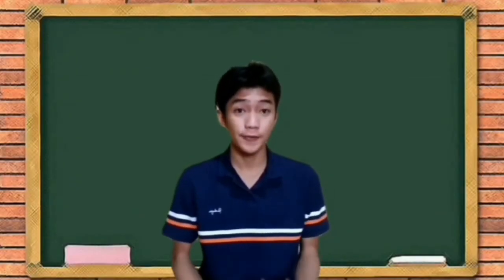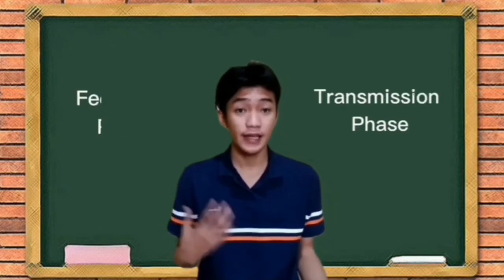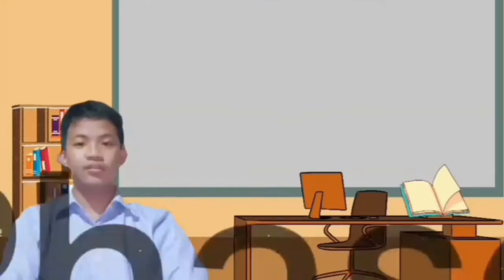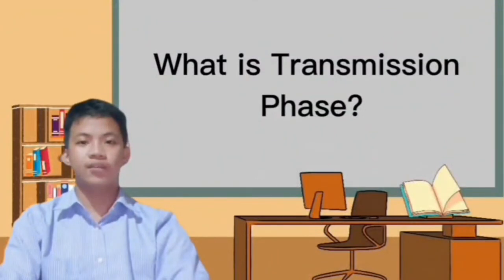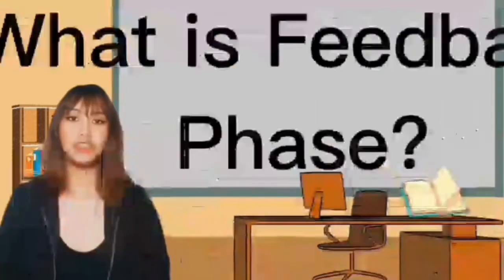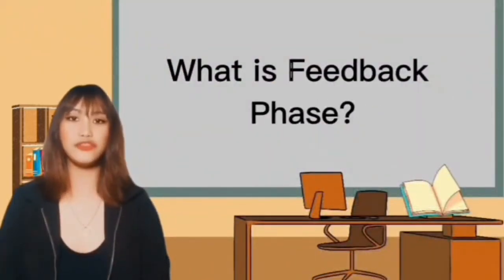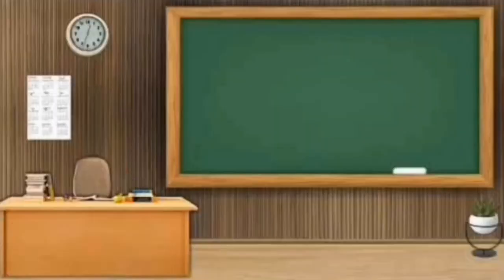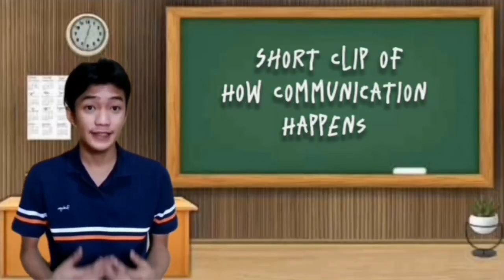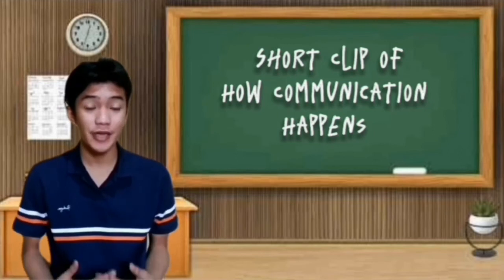Communication consists of two phases, the transmission phase and the feedback phase. Transmission phase is the communication phase in which one individual or group sends information to another. The feedback phase is initiated by the receiver who becomes the new sender. This receiver decides what message to send to the original sender, who is now the new receiver, encodes it, and transmits it through a medium. For you to better understand these two phases, we will show you a very short clip.